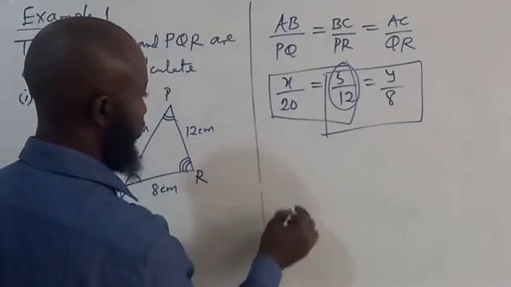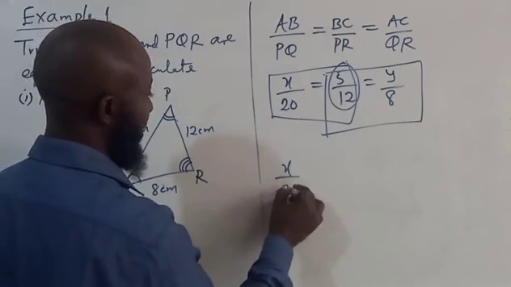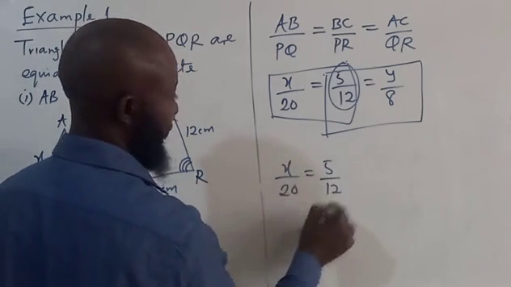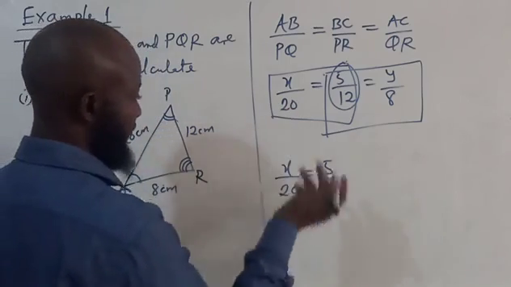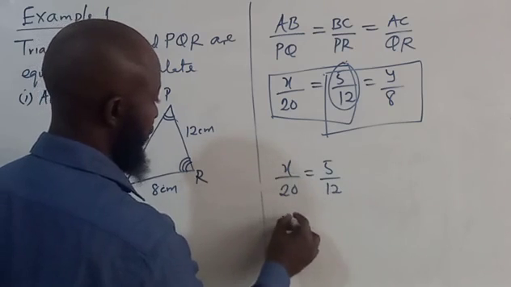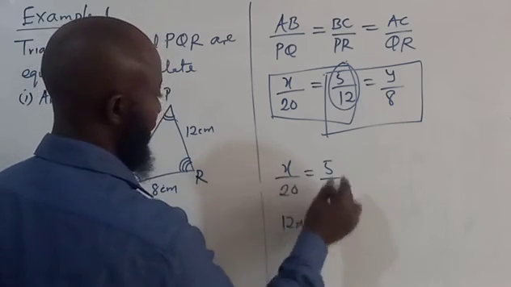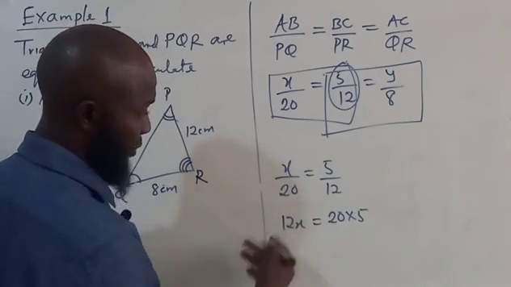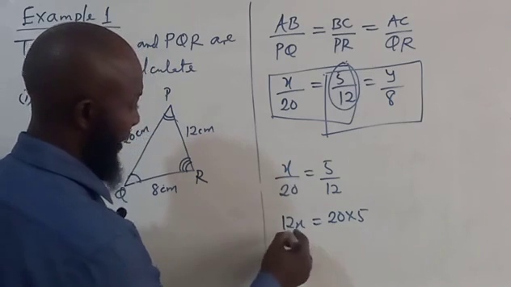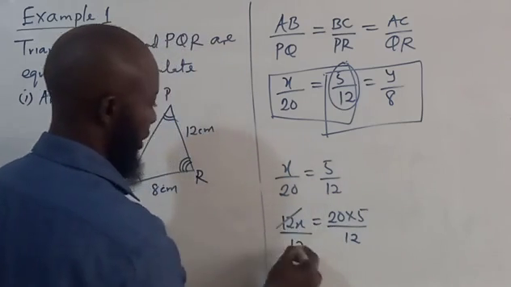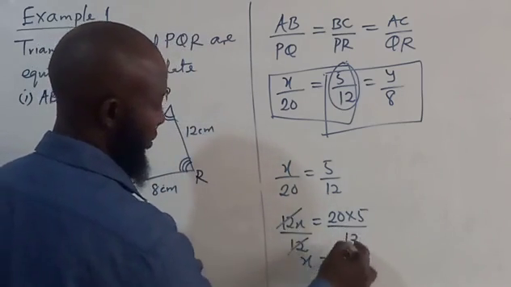So let's start with the first one. X divided by 20 equals 5 divided by what? By 12, right? When we cross multiply here, this multiplied by this gives us 12x equals 20 multiplied by 5. There's no need to multiply because you're still going to divide, right? So in that case, divide both sides by 12. 12 cancels 12, we have x here, right?